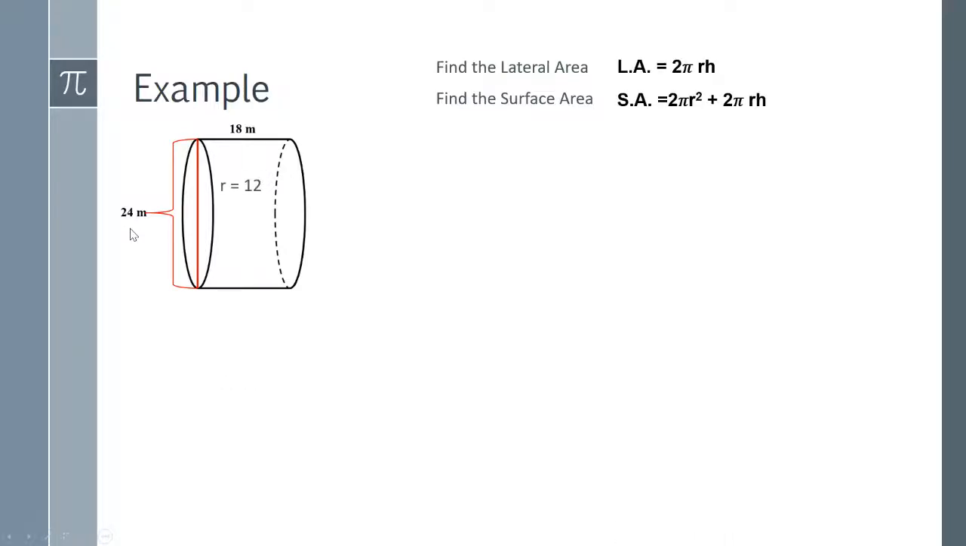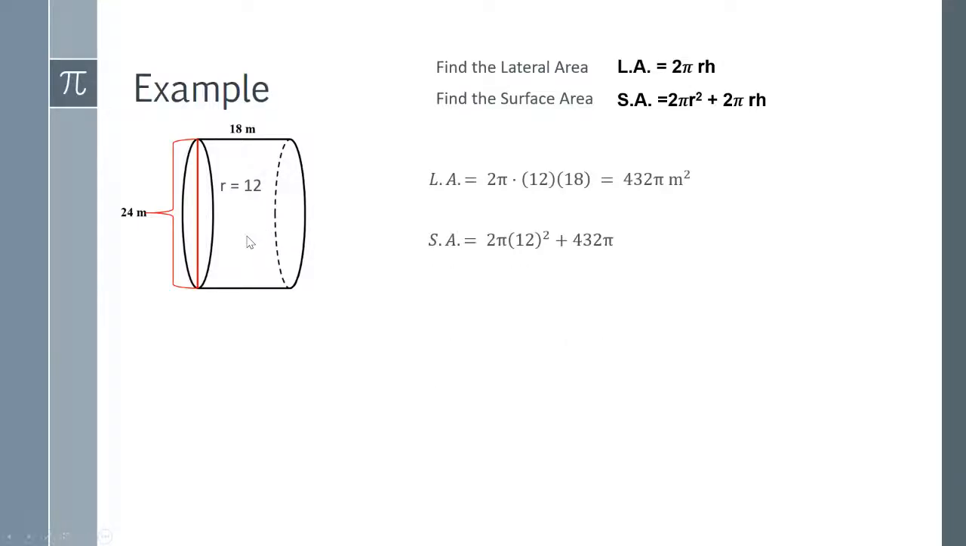So we're going to fill into our formula. Lateral area equals 2 times pi times 12 times 18. So pull out that calculator. 2 times 12 is 24 times 18 is 432. And we're leaving pi as pi. So 432 pi meters squared.